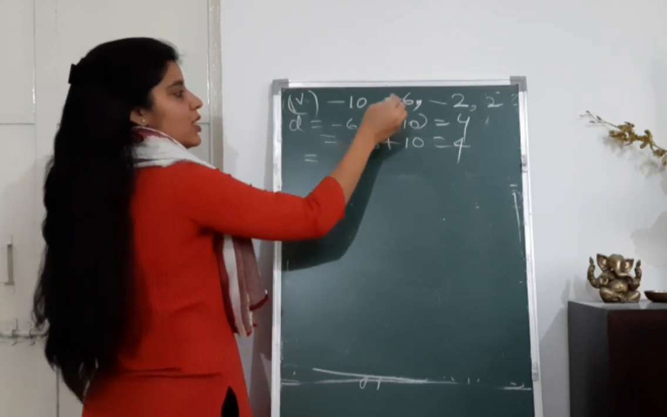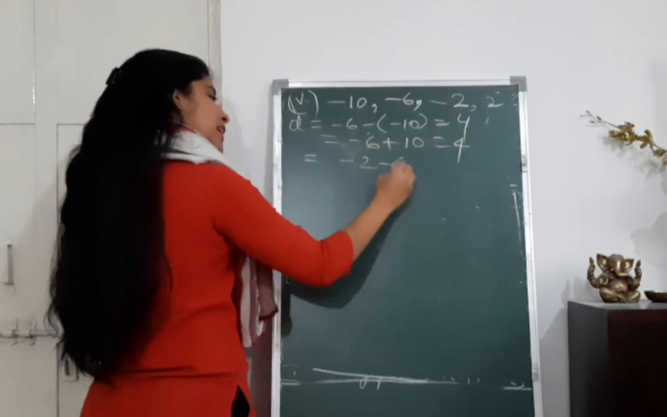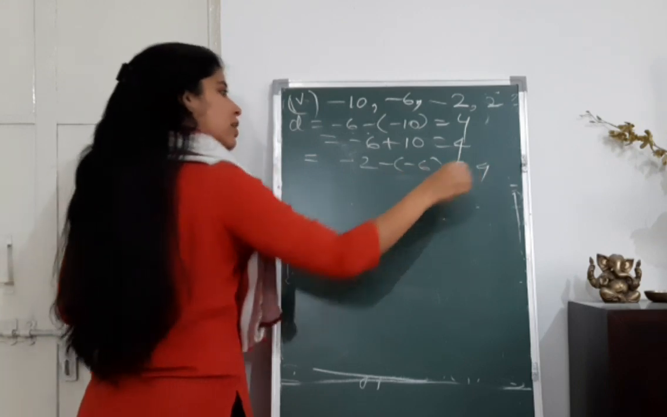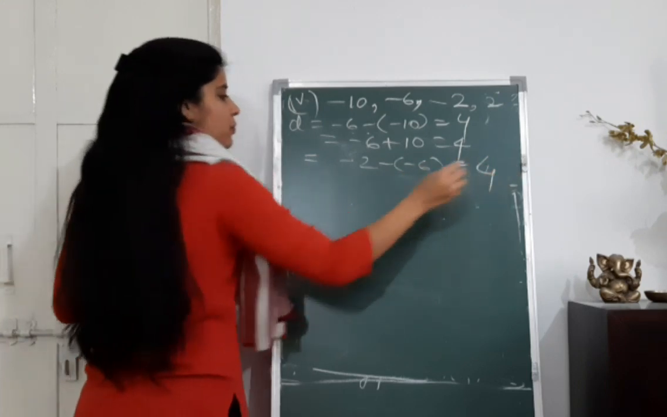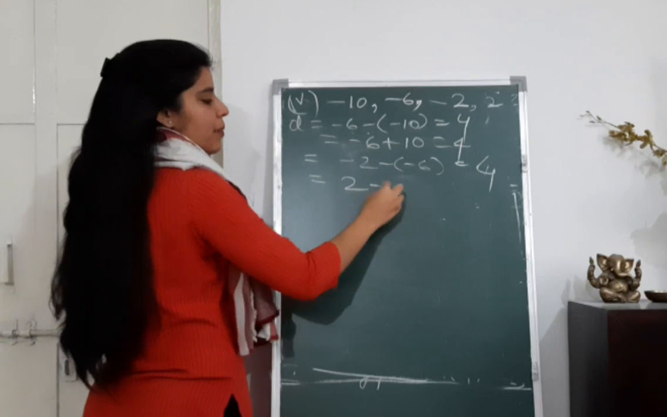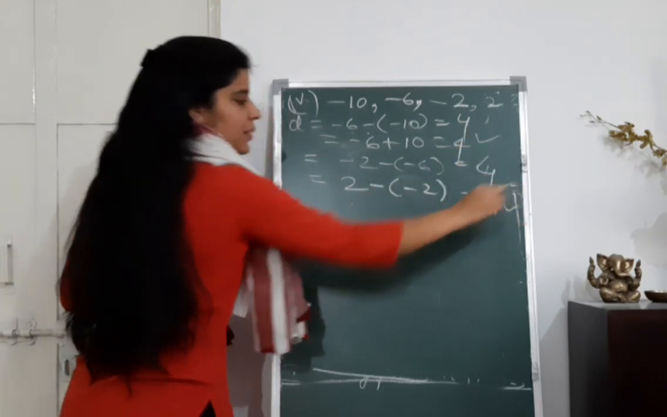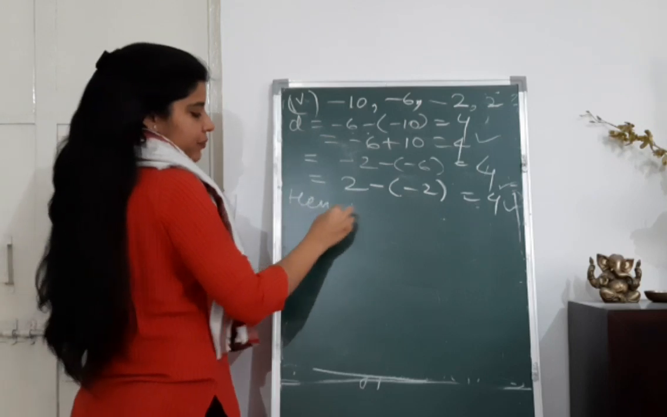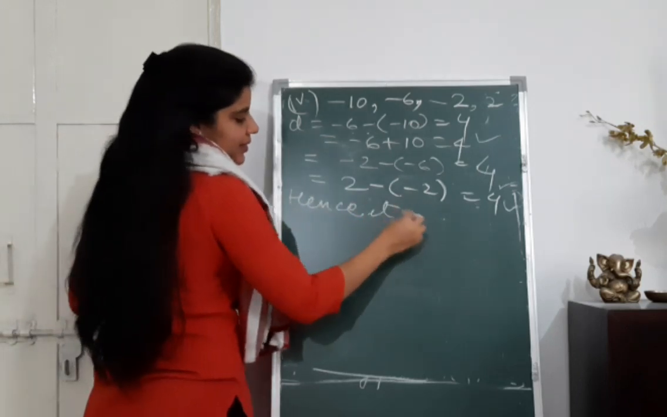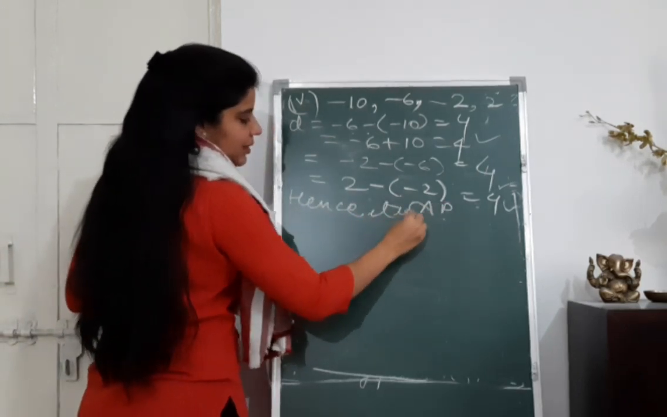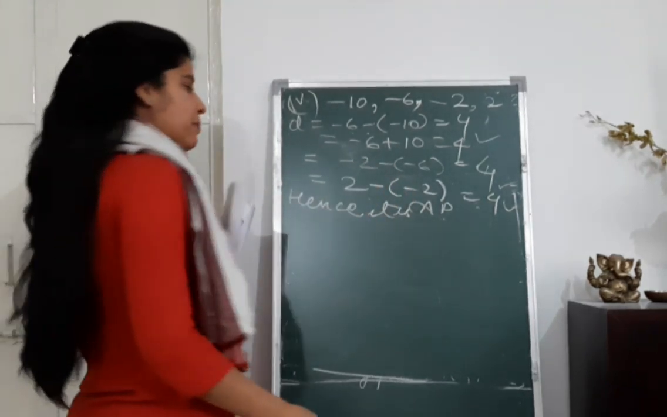Now for next 2 terms, minus 2 minus 6 is again 4. Then 2 minus of minus 2 is again 4. This is same, this is same, this is same. Hence, it is an AP.